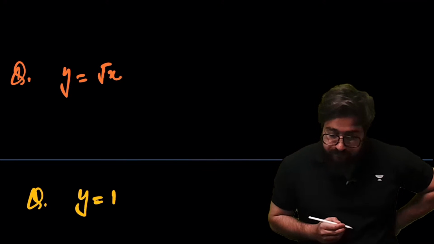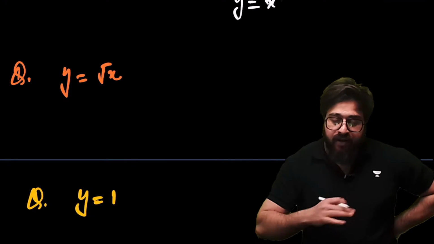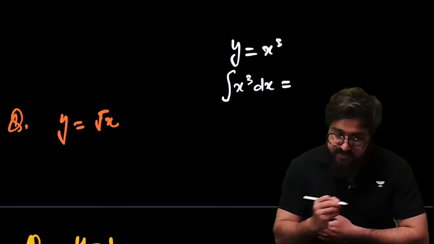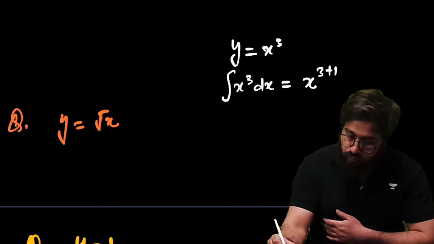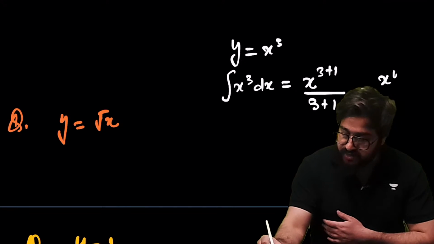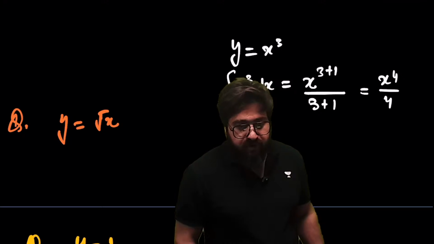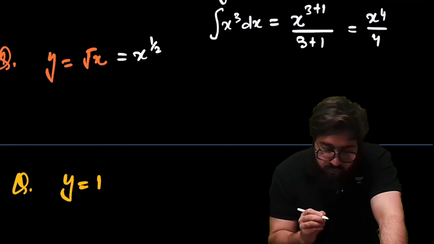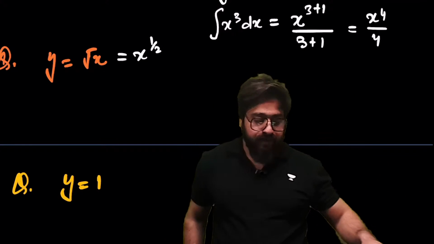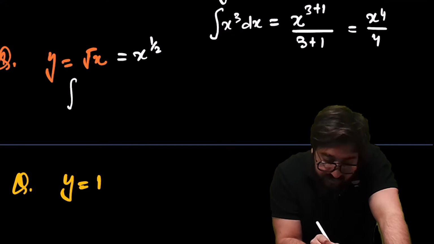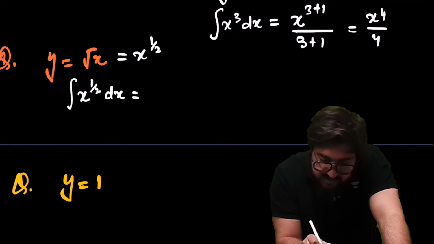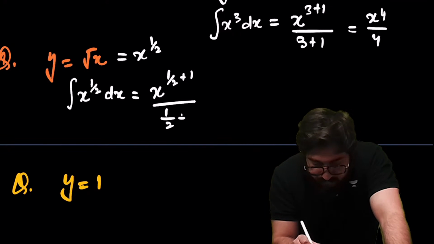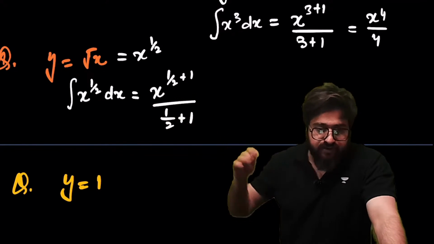Let's suppose we have y is equal to x cube. How to find the integration of x cube? Integration of x cube dx is equal to x raised power 3 plus 1 upon 3 plus 1, so x raised power 4 by 4. Now, if we have a root x, we can also write it as x raised power 1 by 2. To find the integration, we write x raised power 1 by 2 dx. So this will be x raised power 1 by 2 plus 1 upon 1 by 2 plus 1. Then solve it further.